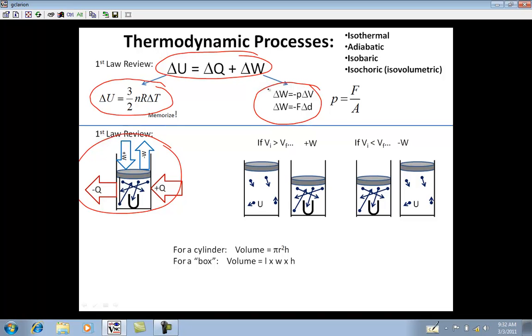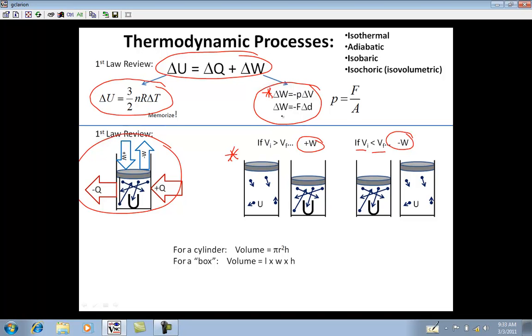As far as this version of the work is concerned, that applies to these pictures down here. If the initial volume is greater than the final volume, then that means work has been done to the system. If the initial volume is less than the final volume, then the work will come out negative. And that will always be the case, because that's why that negative sign is in that equation.